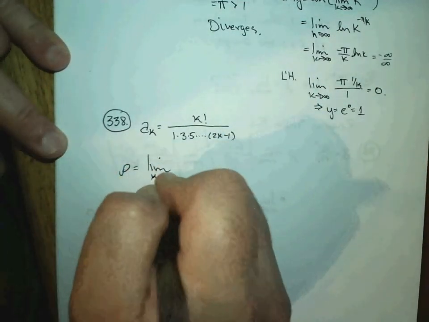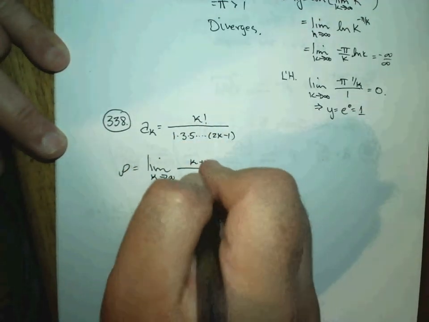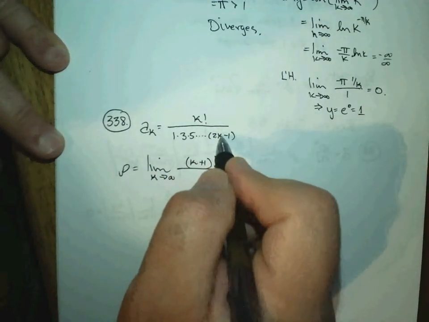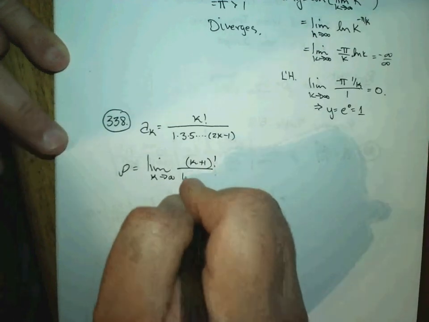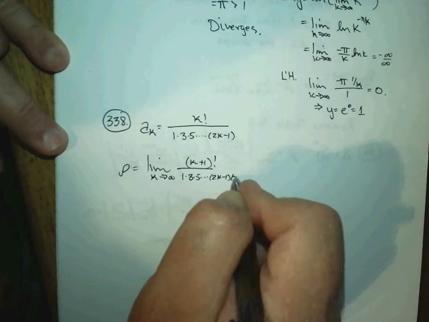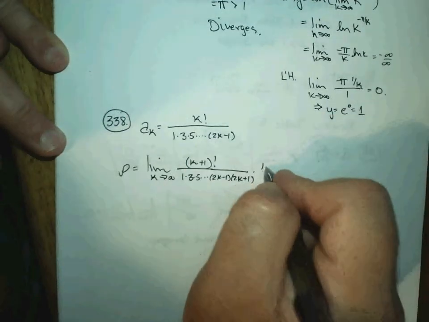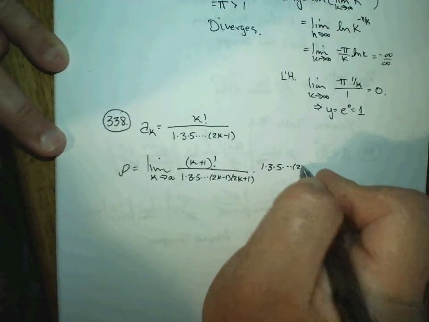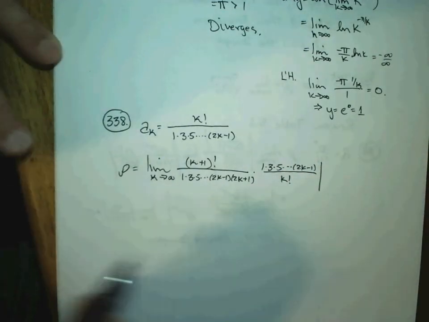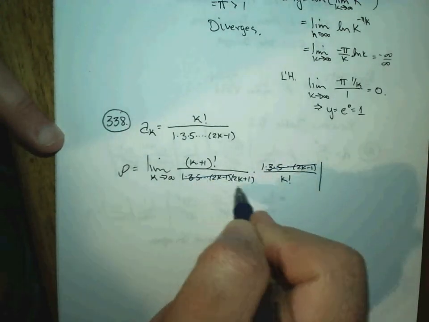Okay? Now, this is a good setup for the ratio test. So I want my rho to be the limit as k goes to infinity of this with k increased by 1. k increased by 1 here, 2k increased by 1, that would be 2k plus 2 minus 1, which is 2k plus 1. So not only do you have the 2k minus 1, you have a 2k plus 1 in the denominator. And then you flip this. And now we have to simplify.